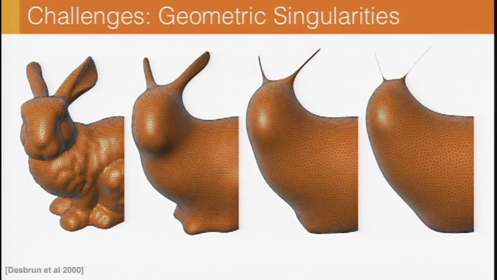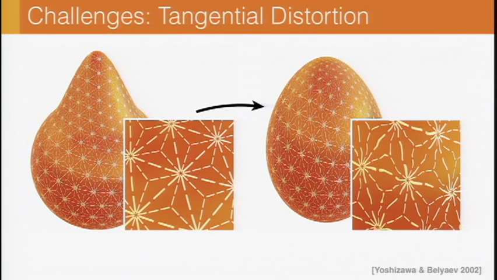Another challenge is that depending on what kind of flow we have, we might get geometric artifacts that we don't like. For instance, here on the bunny, if we run a standard mean curvature flow, the ears pinch off into these sharp spindles. Additionally, the texture on our surface can get distorted by the flow, even if we run some kind of nice tangential smoothing along the way.